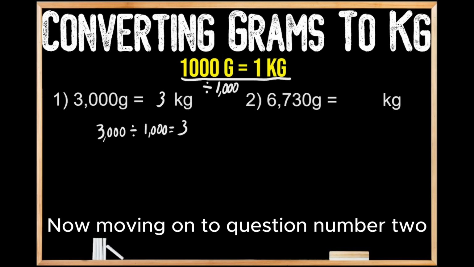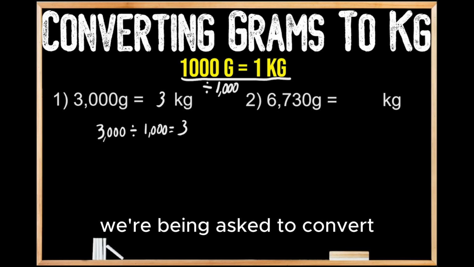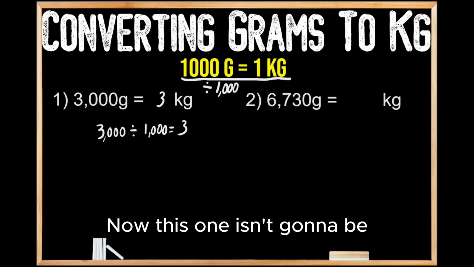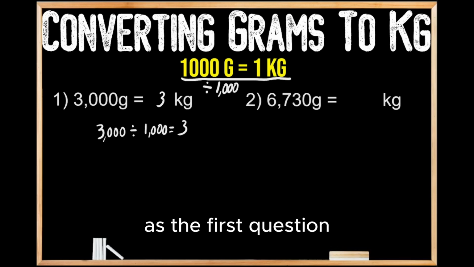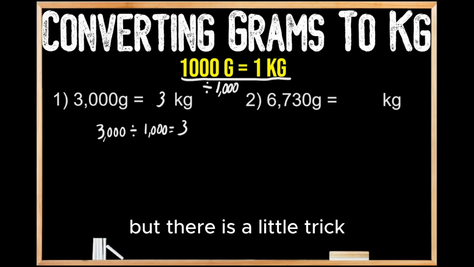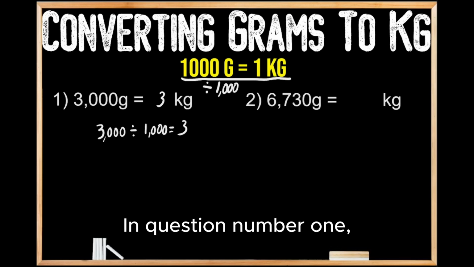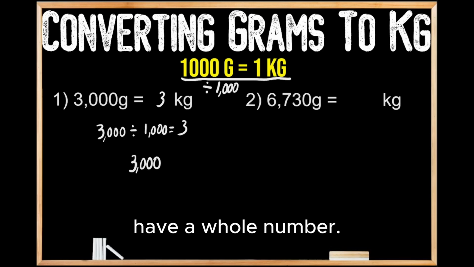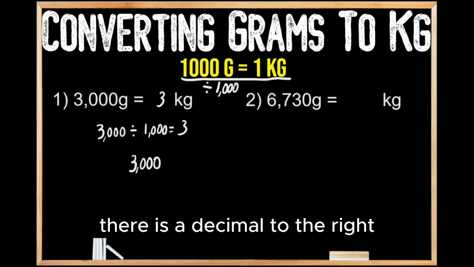Now moving on to question number 2, this time we're being asked to convert 6,730 grams into kilograms. Now this one isn't going to be quite as straightforward as the first question, but there is a little trick that's going to help us. In question number 1, we had 3,000 grams to start off with. Now, anytime that you have a whole number, there is a decimal to the right of the whole number.